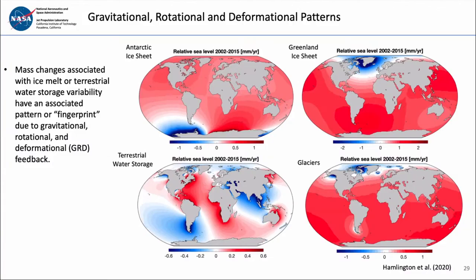So as we consider melting ice and the transfer of water from land into the ocean, it's really important to consider how that water is going to move about the ocean and what areas, what coastal communities will be most affected by mass loss from that particular source. And again, there are going to be talks that discuss this in more detail to follow.